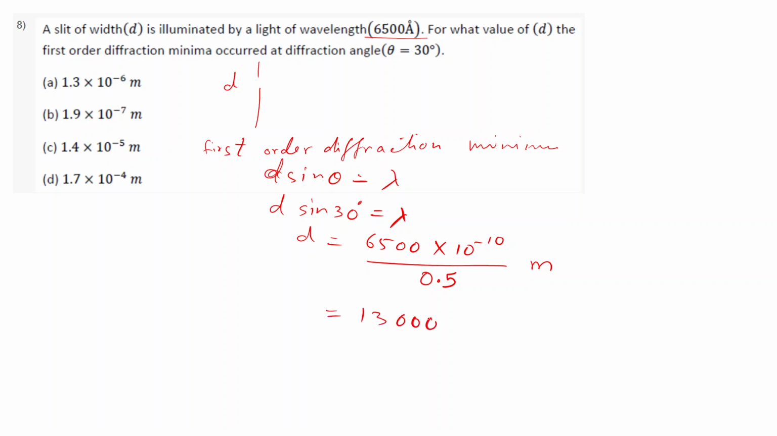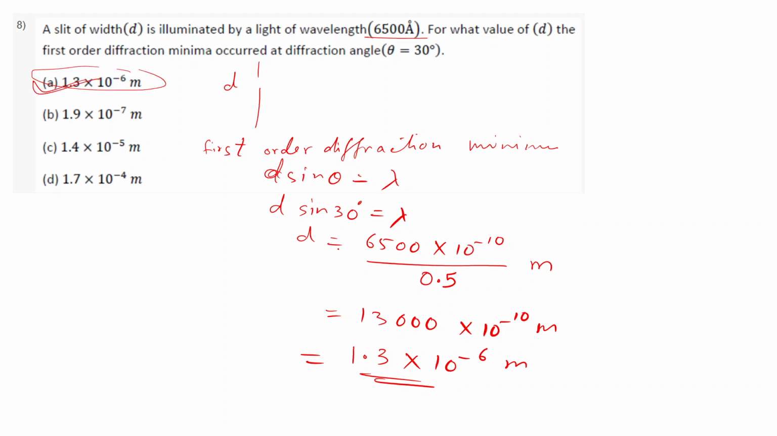13 10 to the power minus 10 meters means 9876 3 10 to the power minus 6 meters. Okay, this much should be the size of this slit, so that at a diffraction angle of 30 degrees we can get the first diffraction minimum. So A is the correct option.